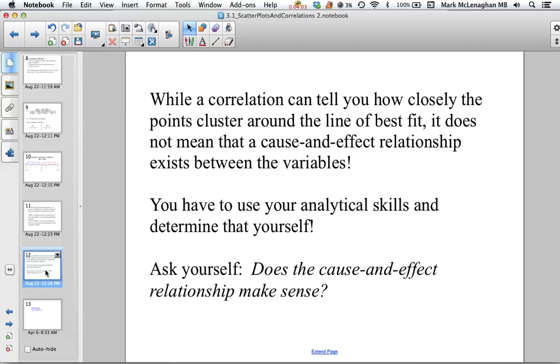Correlation can tell you how closely the points cluster around the line of best fit. It does not mean that a cause and effect relationship exists between the variables. For this, you need to use your brain. Ask yourself, does a cause and effect relationship really make sense? In other words, something could have an r value of 0.85, but in reality there's no real relationship. It's just kind of an accidental relationship. We'll talk a little bit more about this at the end of the chapter.